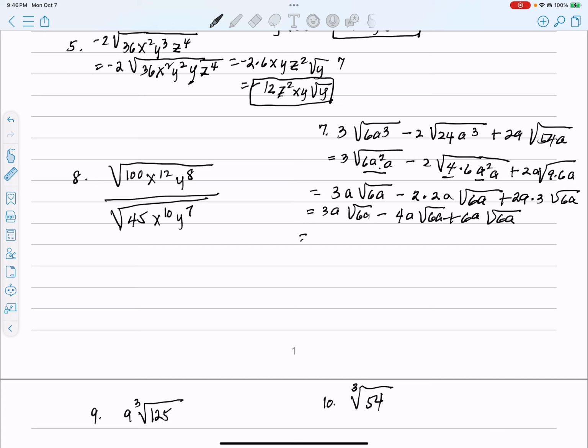So combine. Common factor is square root of 6a, right? So we can combine 3a minus 4a plus 6a times the square root of 6a. So 3a minus 4a plus 6a, that is 5a, 5a square root of 6a. Okay. Right?